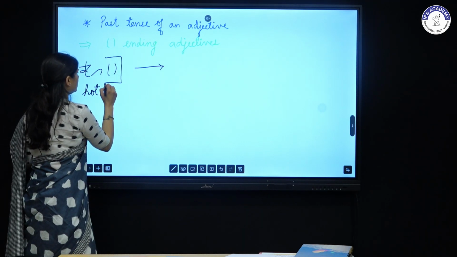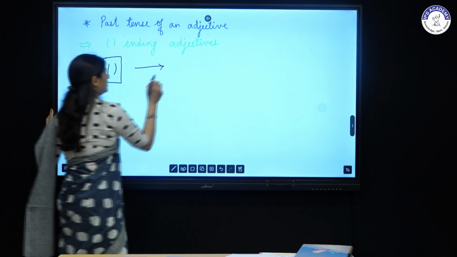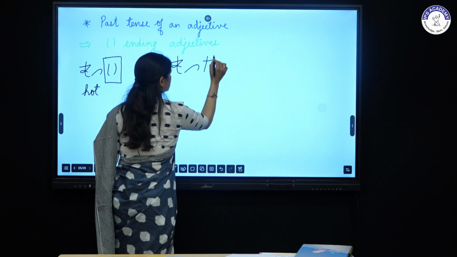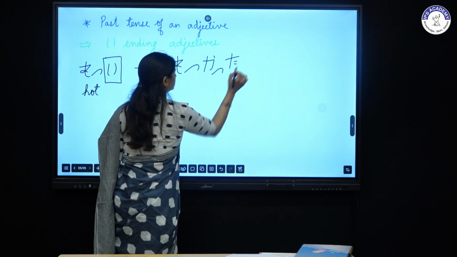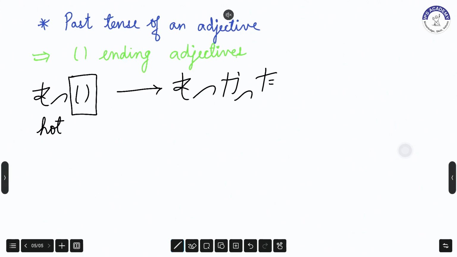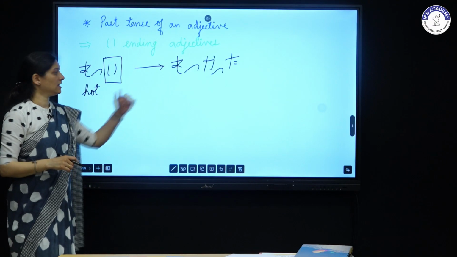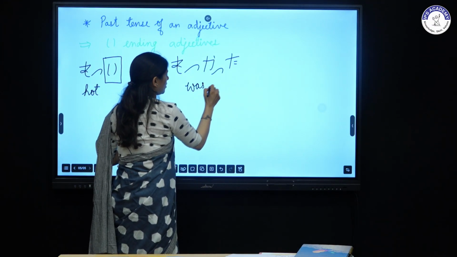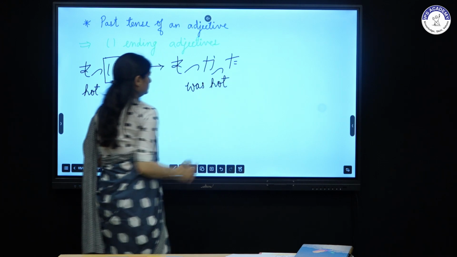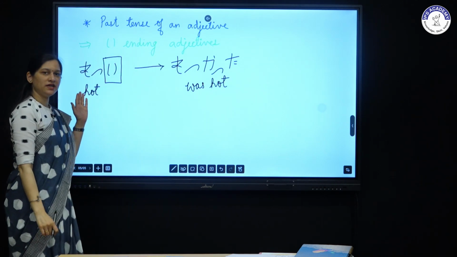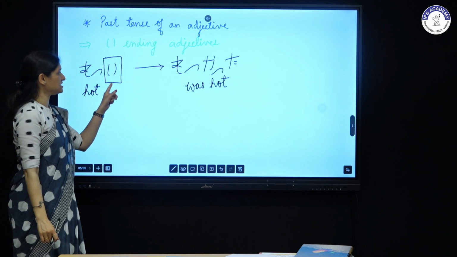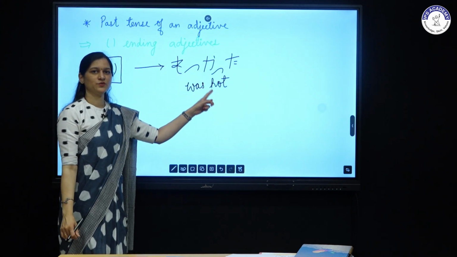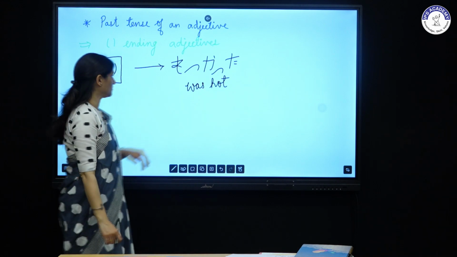replace e with katta. Atsukatta. So it becomes was hot. Atsui is hot, but I have replaced e with katta. So it becomes atsukatta, which means was hot. See.